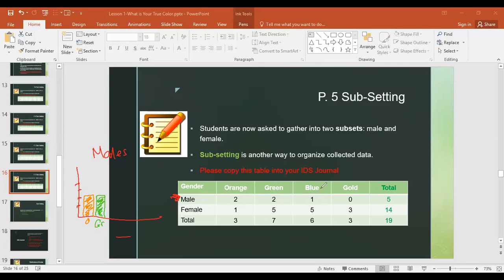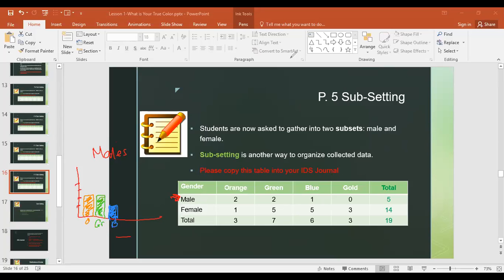Next up, we have blue. We have 1 male student at blue, just 1. So I'm going to take my bar and I'm only going to bring it up as high as 1 goes. Shade that in. The goal is to try to keep them the same width, guys, but you know, struggling here. So that's my male blue right there.